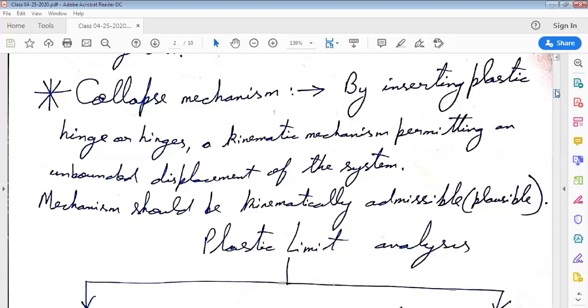And insertion of plastic hinge or hinges in the structure allows us to propose a kinematic mechanism which permits large unbounded displacements of the system. So plastic mechanism is obtained by inserting plastic hinge or hinges, and this allows us to get a kinematic mechanism which can experience unbounded displacements of the system. And this kinematic mechanism should be plausible. That means it must be admissible. That means it must be achievable.